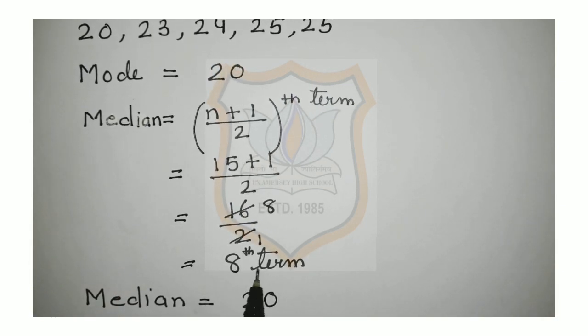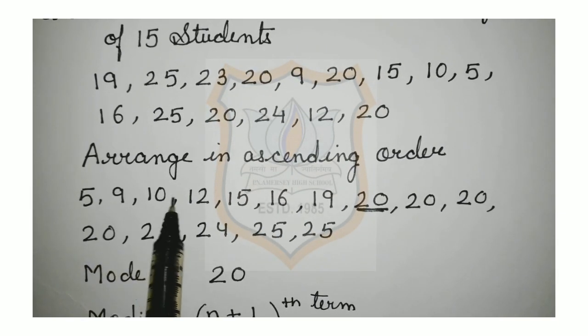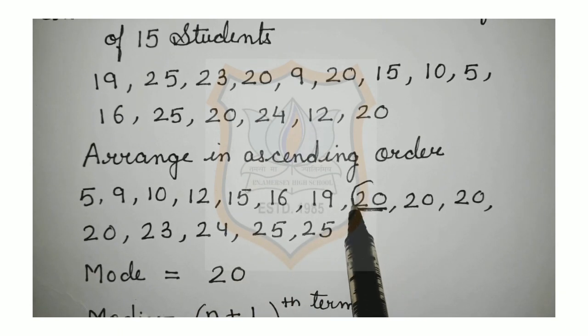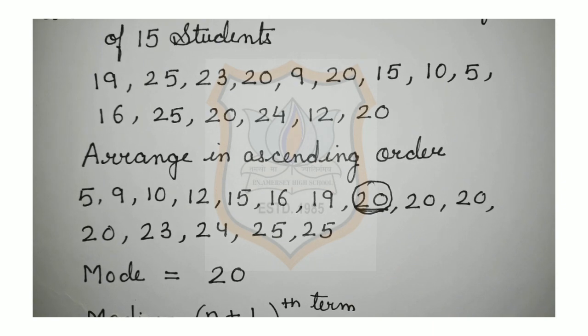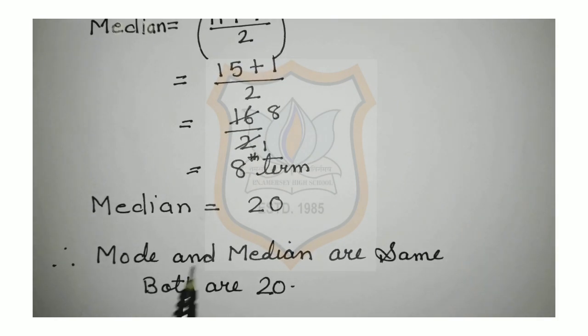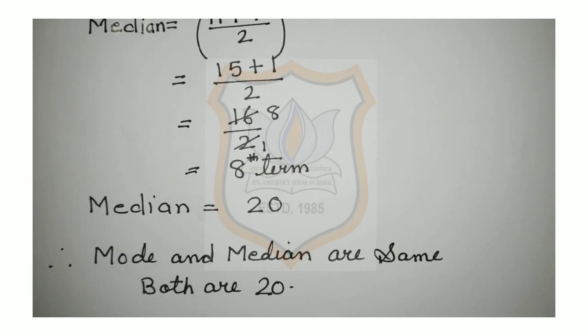The answer is the 8th term. I have to find the 8th term, and here the 8th term is: 1, 2, 3, 4, 5, 6, 7, 8. The 8th term is 20. This 20 is the 8th term. So this is the median of question number 1. So the answer is 20. Therefore mode and median are the same. Both are 20. This is the answer.